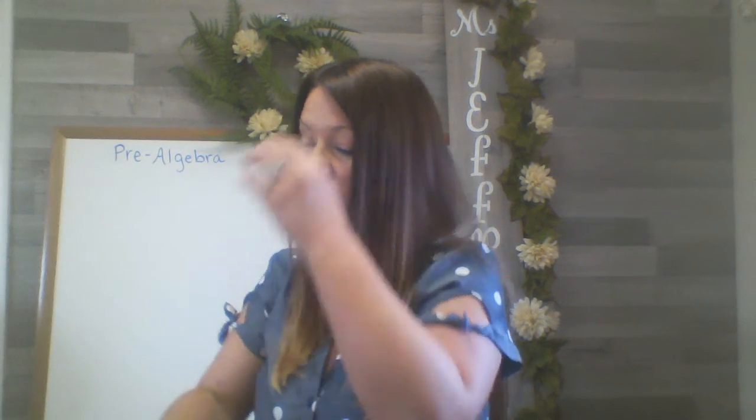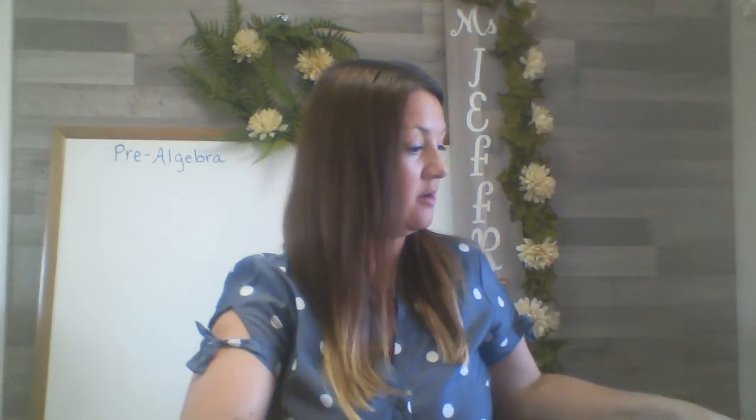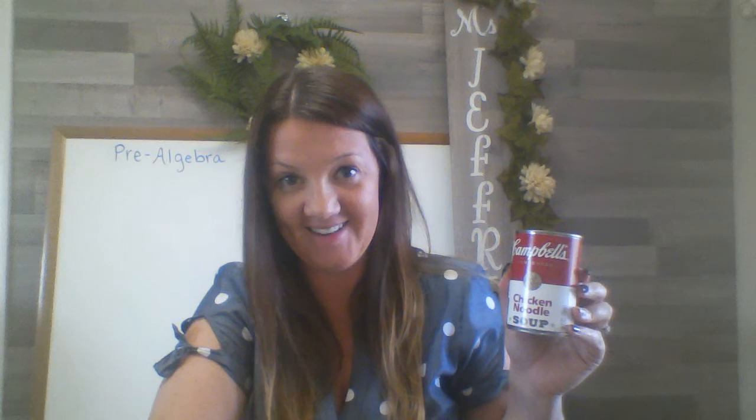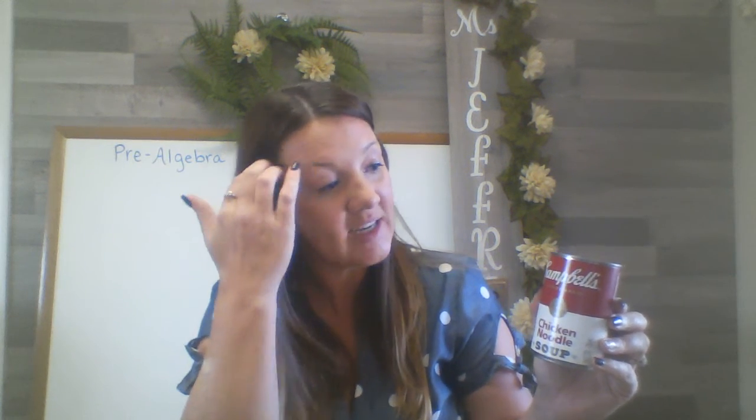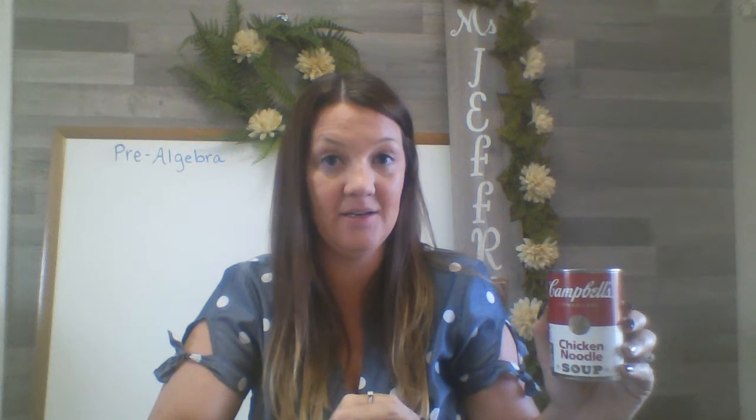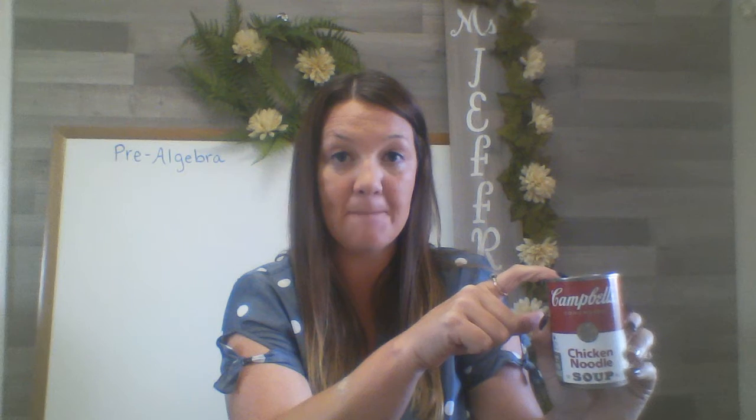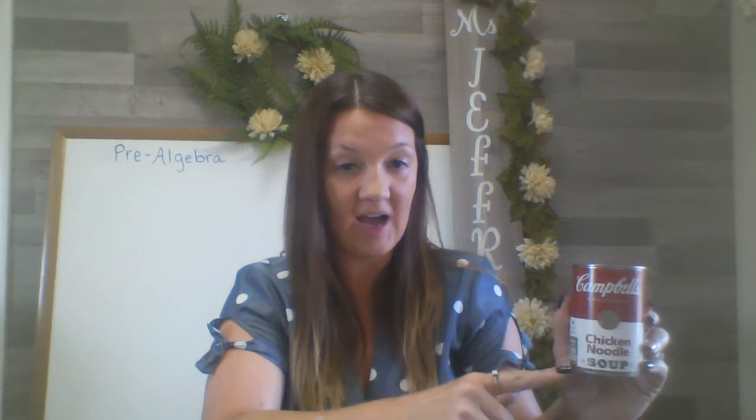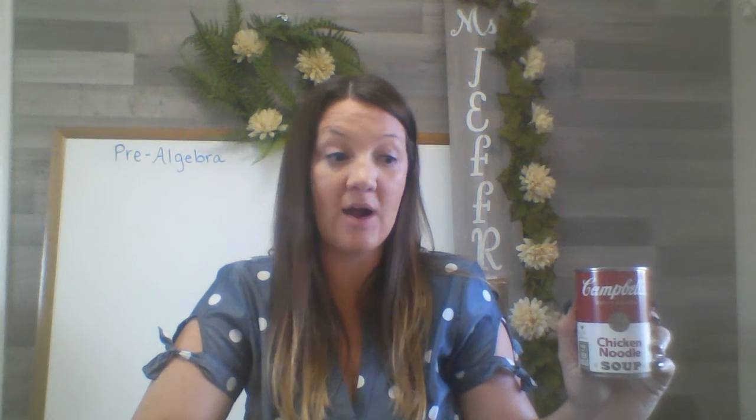All right, we are going to do another example here. So I brought a Campbell's soup can. All right. So when we're looking at this soup can, we can easily find the volume inside. So first we need to find the radius up top. Then we need to find the height. And then we need to remember our equation for volume.